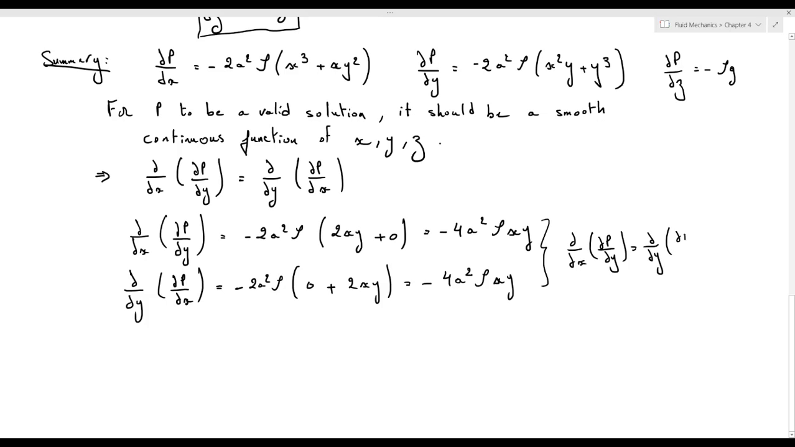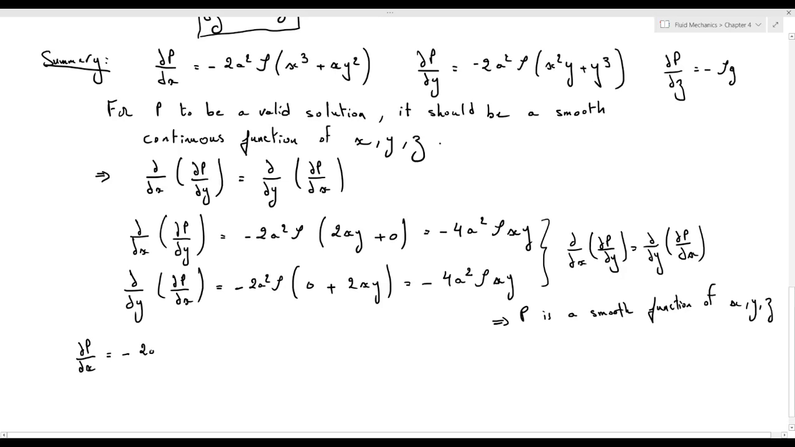So ∂/∂x of ∂p/∂y is equal to ∂/∂y of ∂p/∂x. That means that the pressure is a valid solution in the Navier-Stokes equations, and the pressure in this case is a smooth function of x, y, and z. Now let's try to determine the pressure field as a function of x, y, and z.